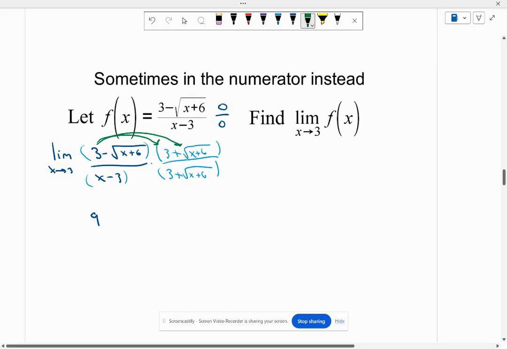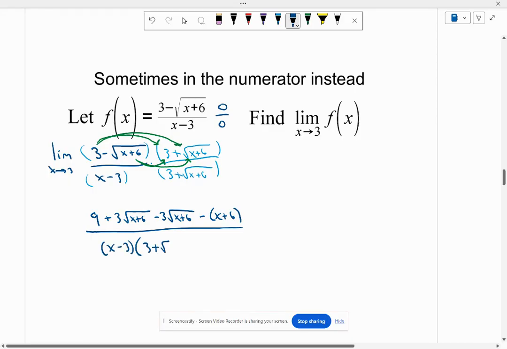3 times the square root of x plus 6 is 3 square root of x plus 6. And then the negative square root of x plus 6, I'm going to multiply that through. So negative square root of x plus 6 times 3 is negative 3 square root of x plus 6. And negative square root of x plus 6 times positive square root of x plus 6 is going to give me negative (x plus 6). The square roots are going to cancel out. And this is all over the denominator. I'm going to leave the denominator alone like we did in the example above.